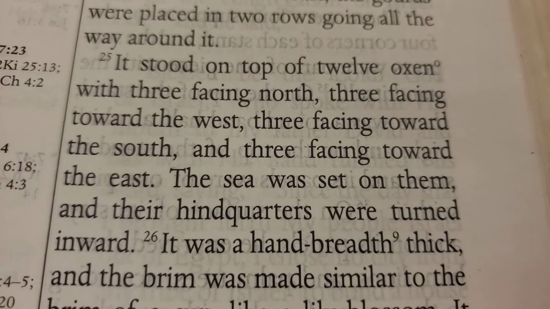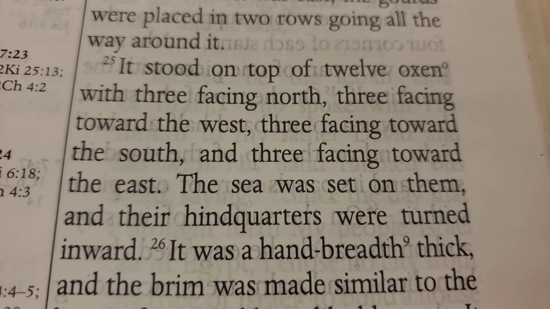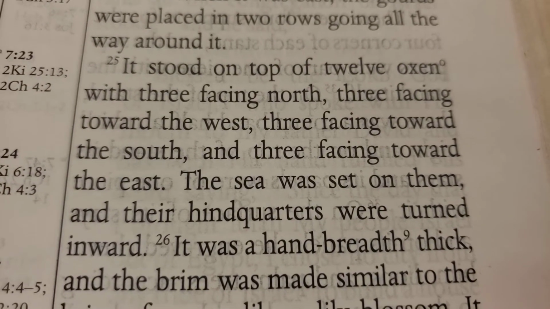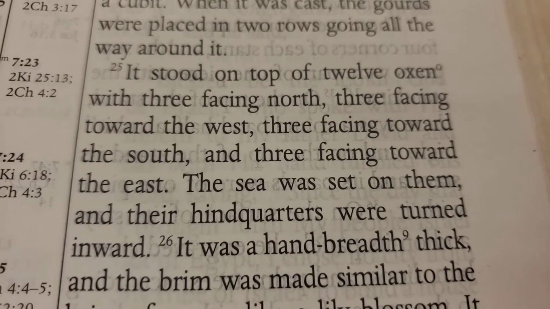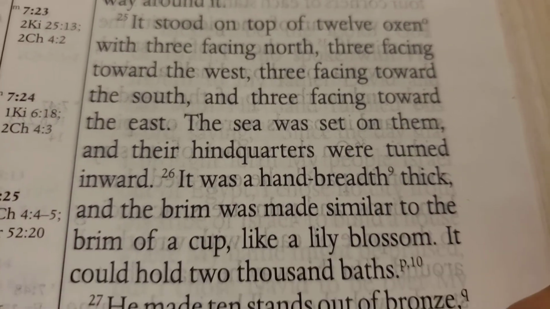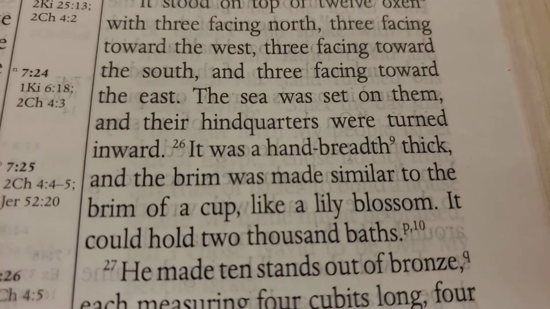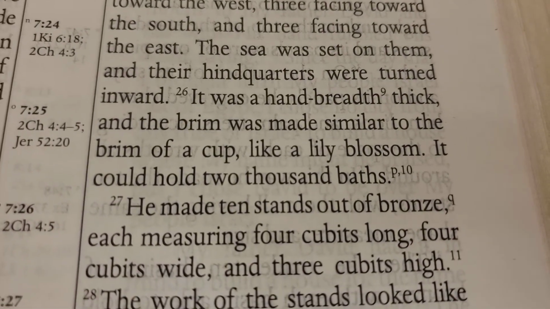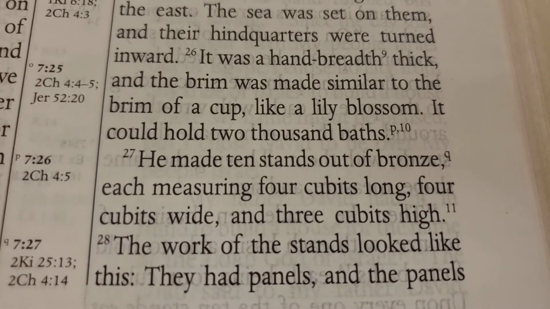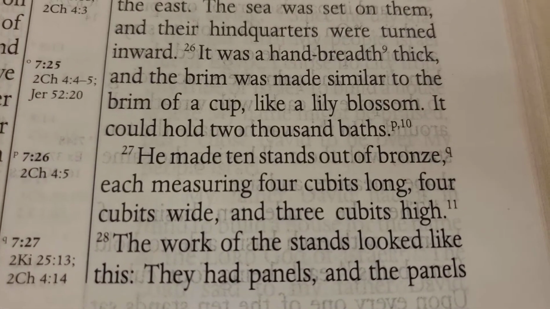It stood on top of 12 oxen, with 3 facing north, 3 facing toward the west, 3 facing toward the south, and 3 facing toward the east. The sea was set on them, and their hindquarters were turned inward. It was a handbreadth thick, and the brim was made similar to the brim of a cup, like a lily blossom.